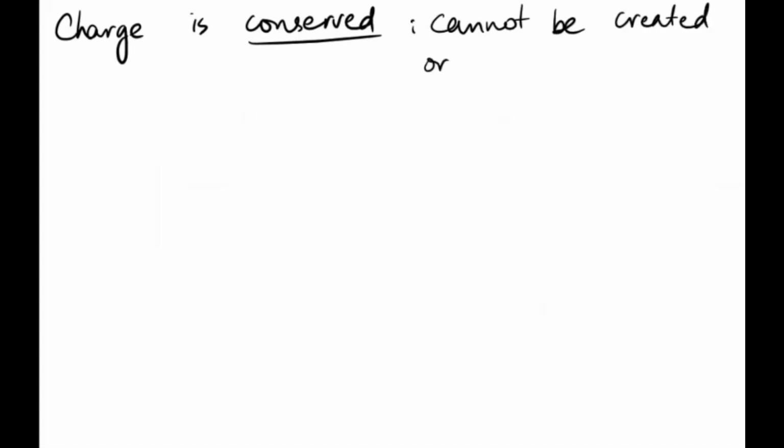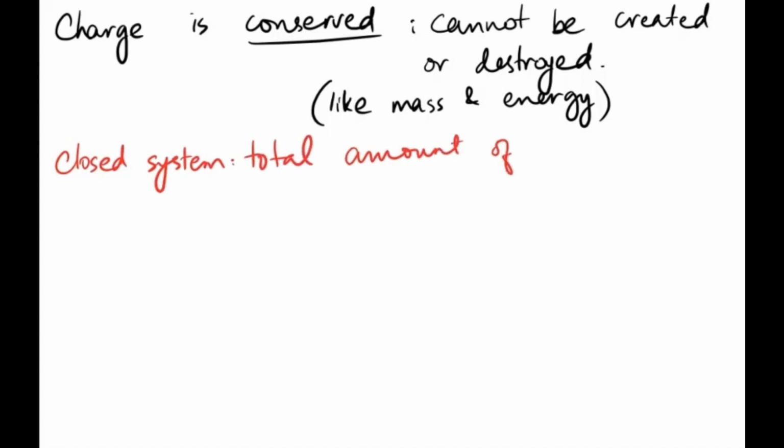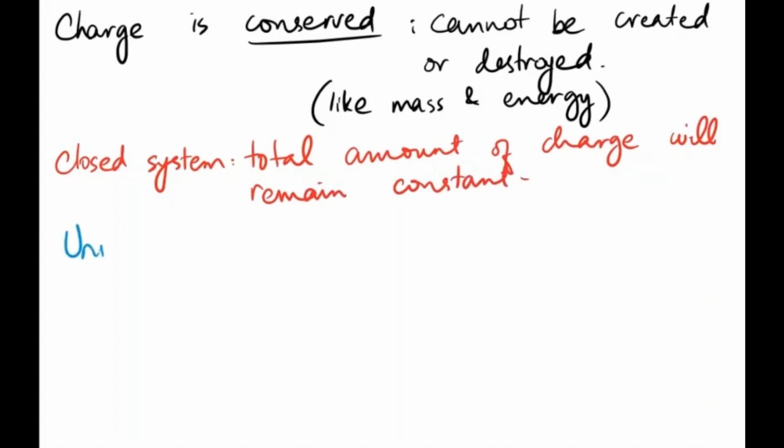Now, there's another important idea: charge is conserved. What it means is that it cannot be created or destroyed. Similar to the idea of mass and energy that we have seen before, the conservation of energy, where the energy of the system does not change. It's the same idea for a closed system. The total amount of charge accumulated in that system is going to stay the same, or remain constant. The charges can move around, but the amount of charge will not change.